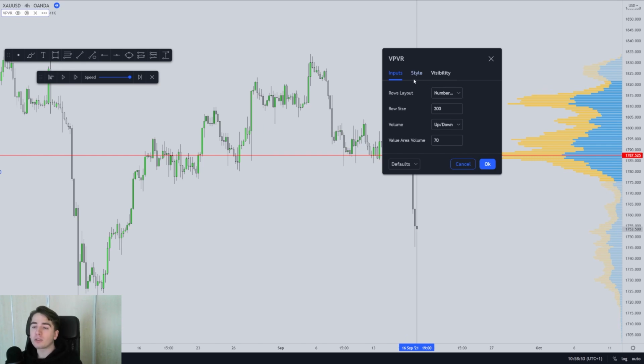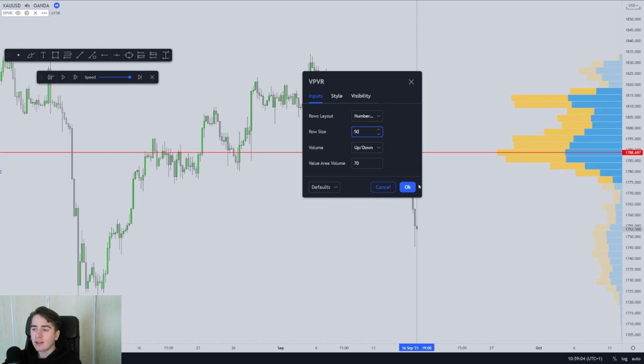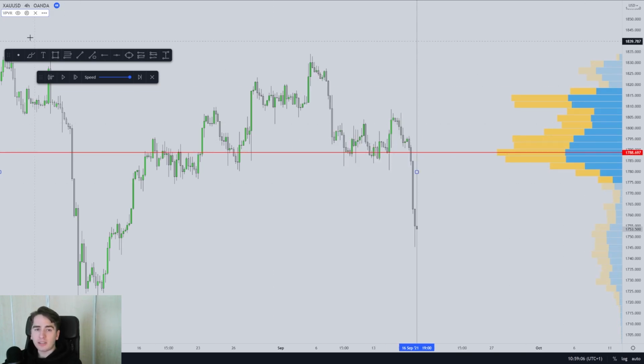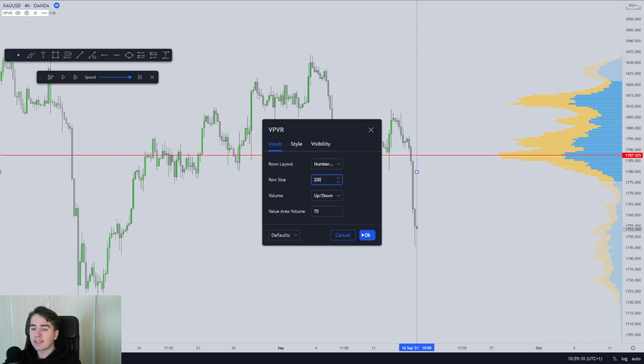So the next thing that you want to start doing is change the row size to 200, as what you'll probably see is that it's set to standard, but I think somewhere around 50 or something. And then you get these massive blocks, which is just not really helpful. In my opinion, 200 is the perfect setting.